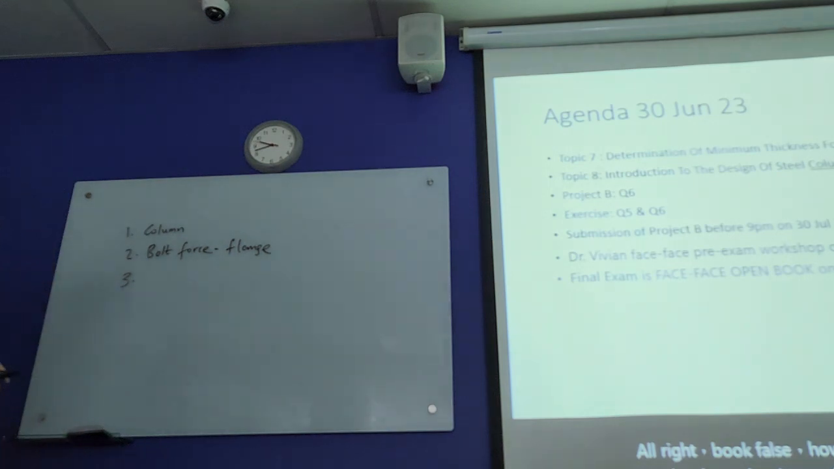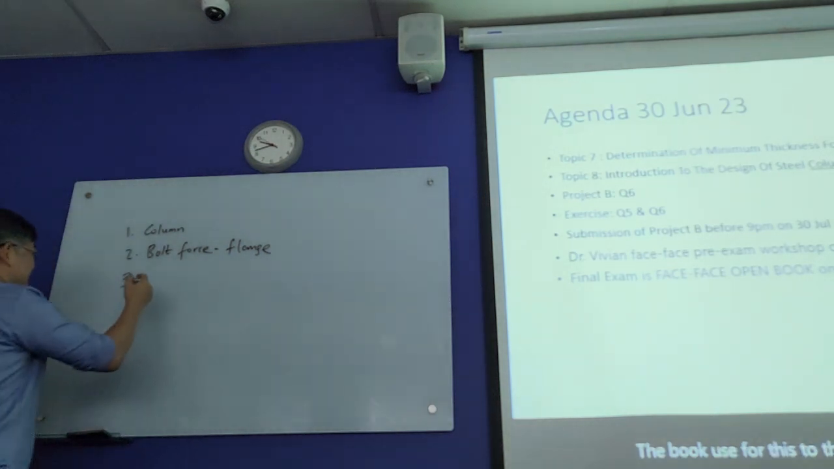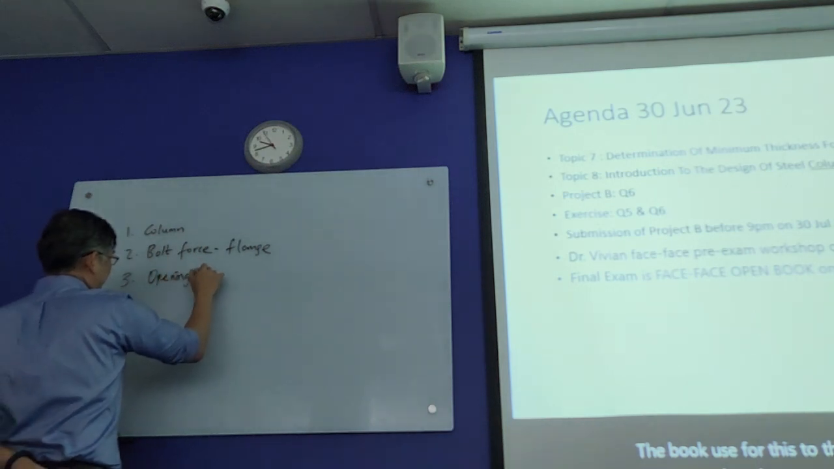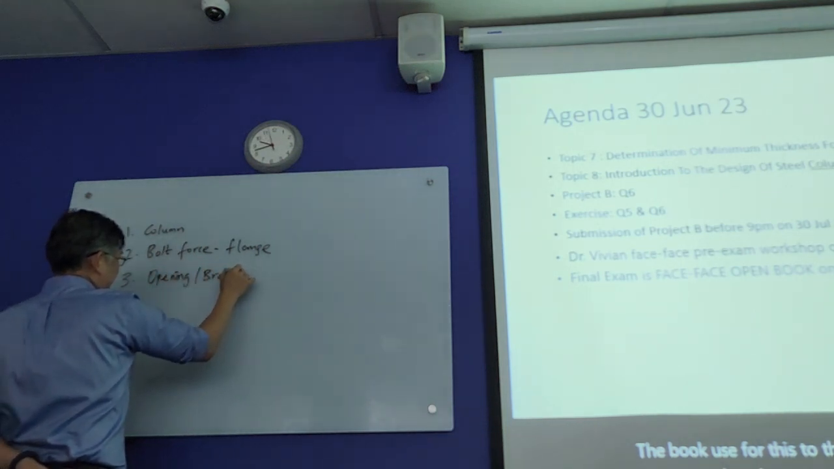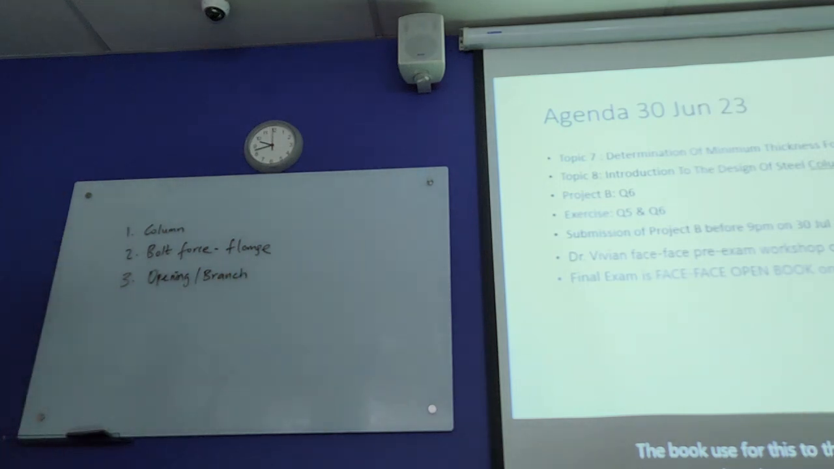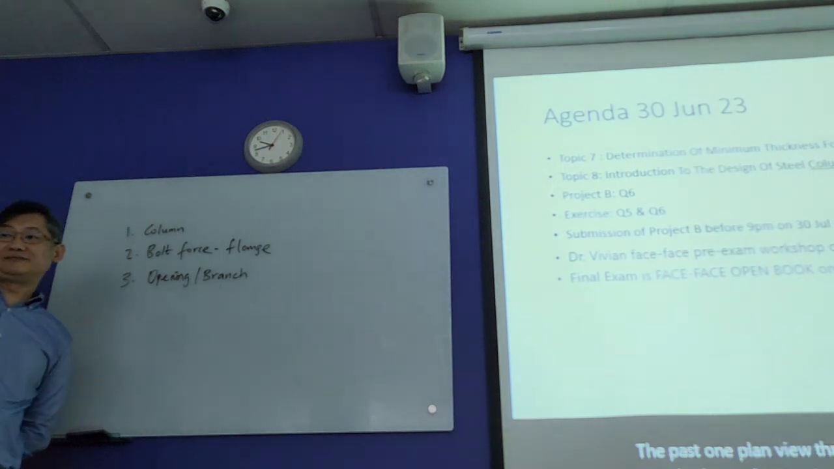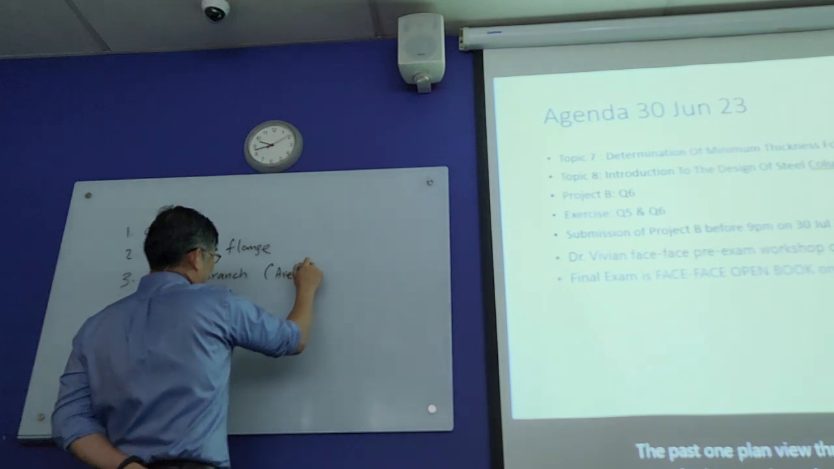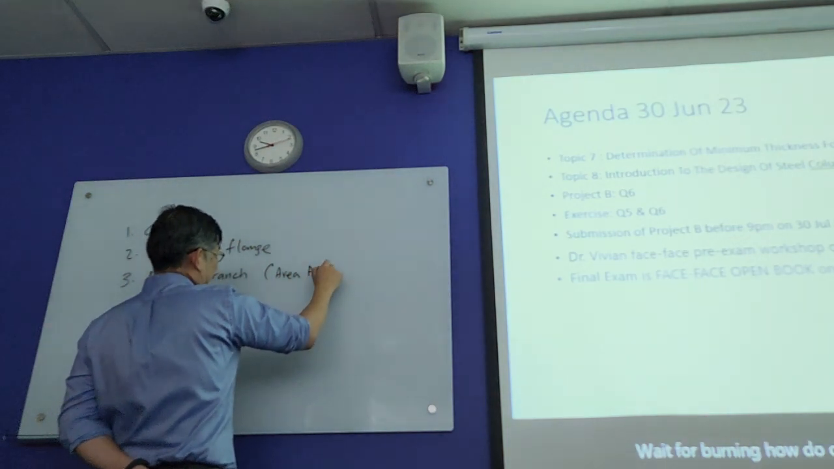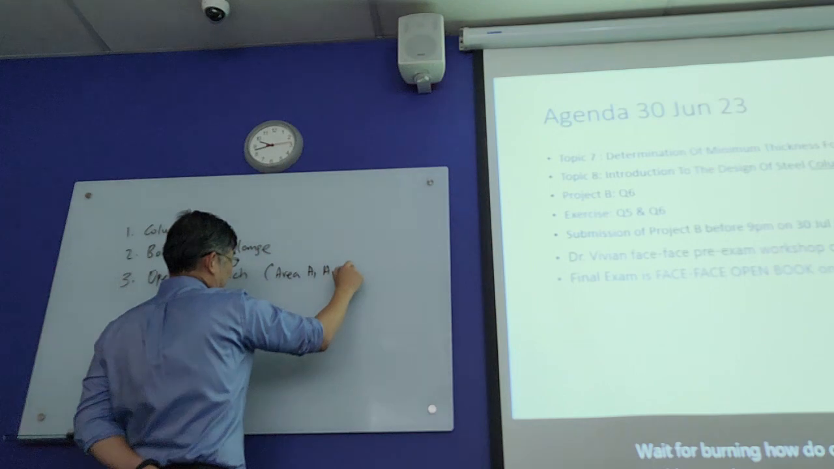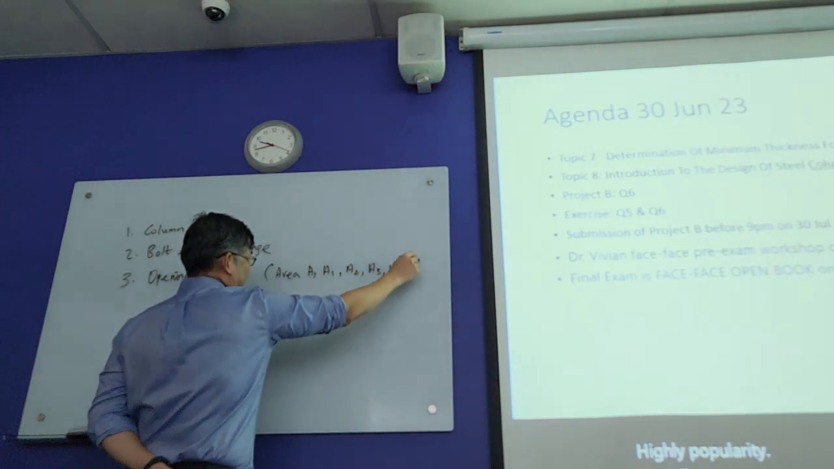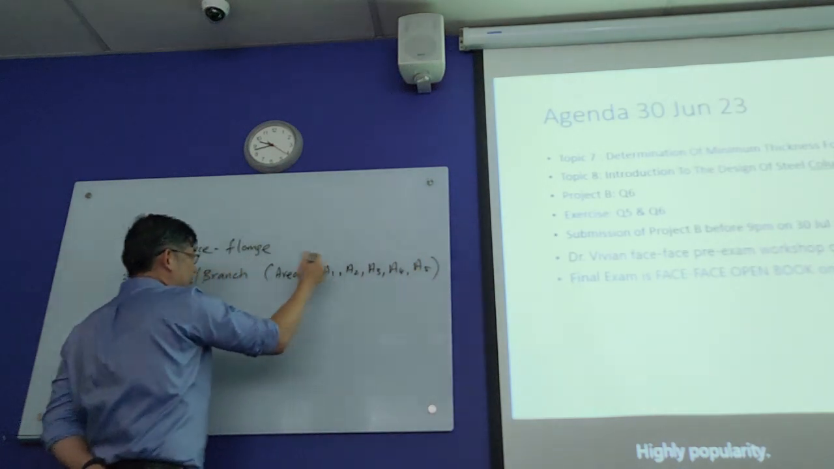And also the other one is the opening, the branches. All right, opening branches. The pipe that we use, right? Cut away the opening. How to compensate the area? All right, area. How to calculate area A, A1, A2, A3, A4, A5. Right, we want to compensate the area.